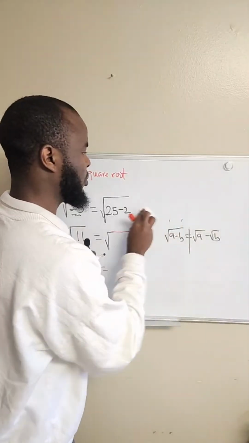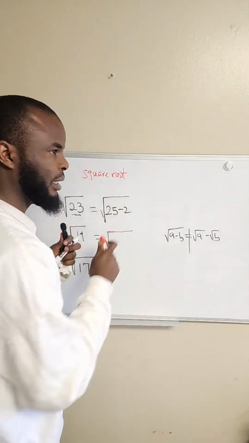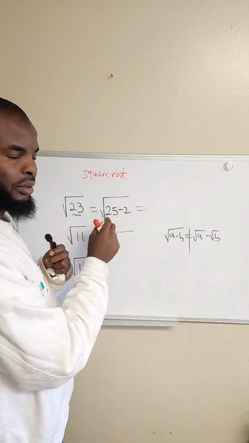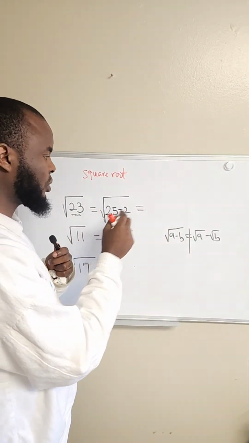So now, to do this, there's a technique I'm going to use. What is the square root of 25? The square root of 25 is 5.